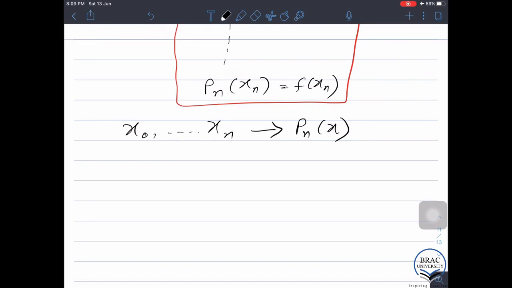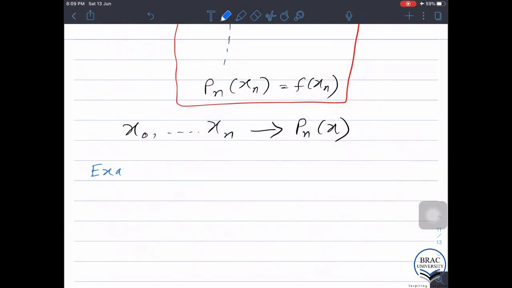That means the more information I have, the higher degree polynomial I get, and the higher the degree of the polynomial, the more precision I get. Okay, the error is less. So I hope this is clear to you. And now let's work out an example.